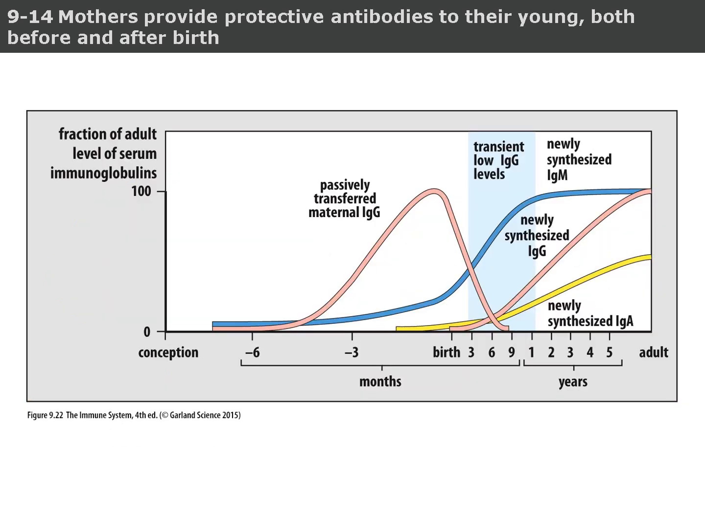This graph illustrates how antibody protection evolves from conception through early childhood, highlighting the critical role of maternal IgE and the gradual rise of the child's own antibody production. During pregnancy, maternal IgE is transferred across the placenta, peaking around the time of birth. This gives the newborn immediate systemic protection, but this passive immunity is temporary.